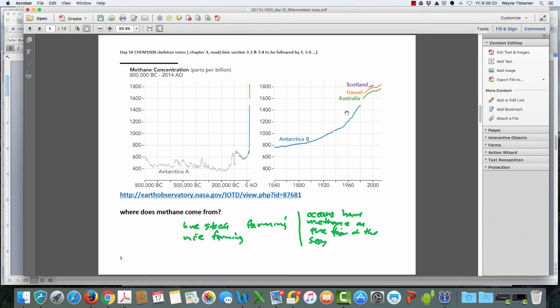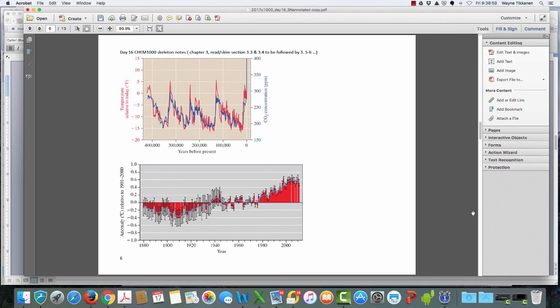Again, on this expanded scale of 150 years, it looks pretty gradual, but in the geological time frame, it looks pretty dramatic. So it looks like human activity is, in fact, really having an impact. Again, remember that methane comes from things like livestock farming and rice farming. There's also methane on the floor of the ocean in the form of clathrates.